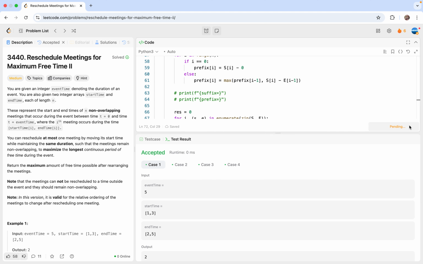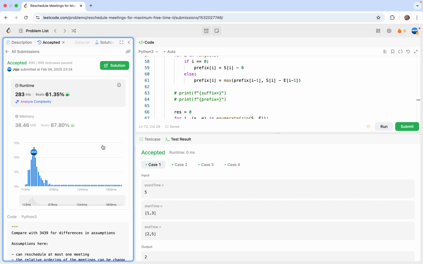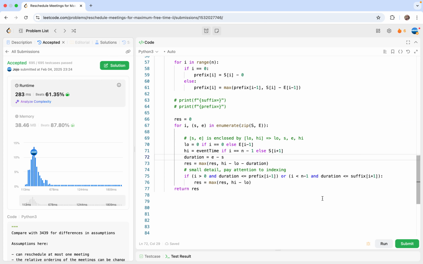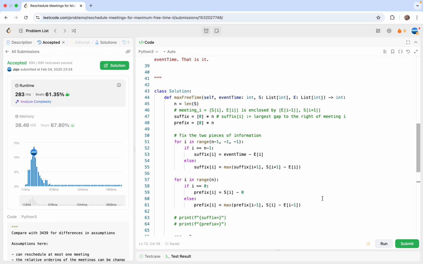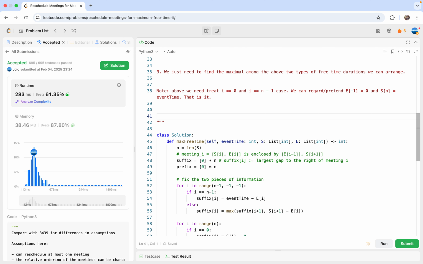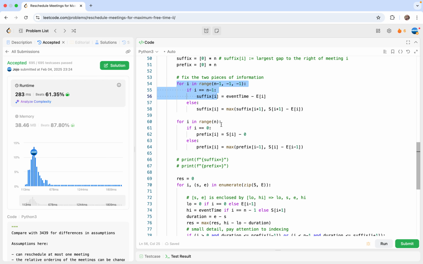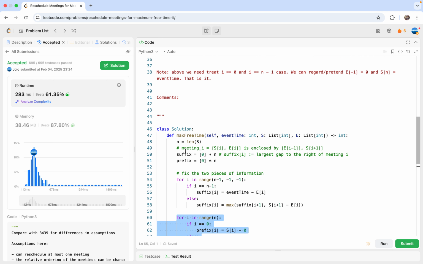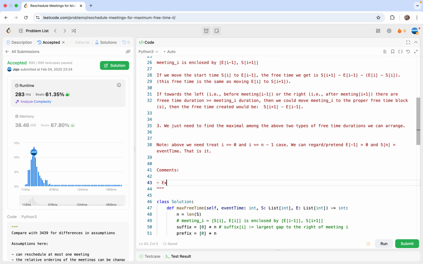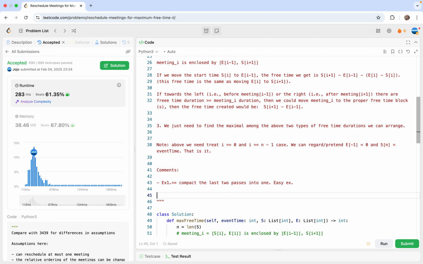Now let's look at generic cases. Yeah, it passes all the generic cases. So here, let me do a quick comment. First, once we have the suffix, actually this for loop and this for loop can be joined, right? So first exercise, compact the last 2 passes into one. I guess this is a very easy exercise. So this is the one thing.